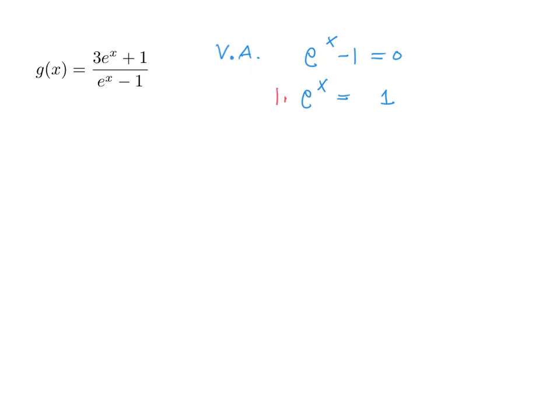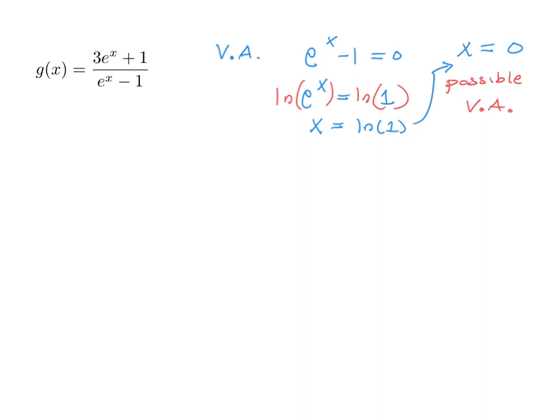You can use a natural log to solve this equation. Take the natural log of both sides. The natural log of e to the x is simply x. You're left with the natural log of 1, and the natural log of 1 is simply 0. So actually, is there a vertical asymptote? Possibly. So I'll say this is a possible vertical asymptote at x is equal to 0. To confirm this, we're going to check to see if 0 makes the numerator non-zero. So I will check x equals 0 in the numerator.